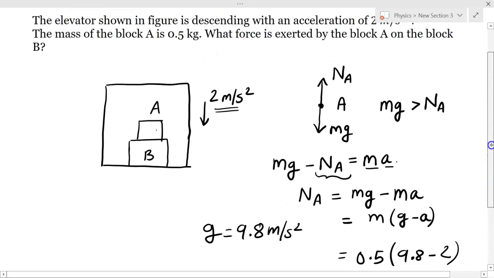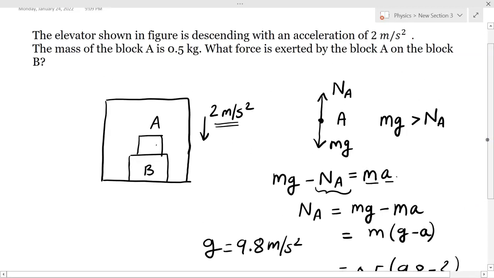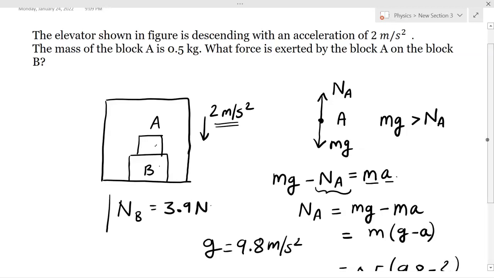Now according to Newton's third law, the same force will be exerted by the block A on the block B. So on the block B the force will be 3.9 newton again. So the force exerted by block A on block B is 3.9 newton, which is downwards.